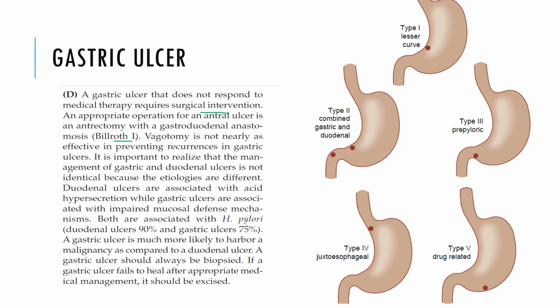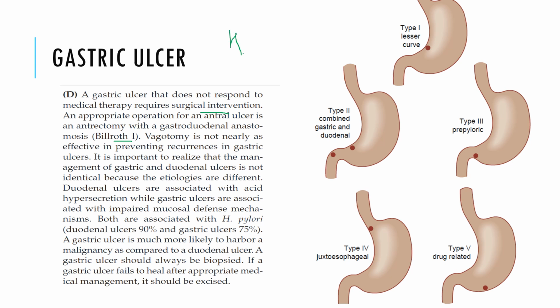It is important to realize that the management of gastric and duodenal ulcers is not identical because etiologies are different. Duodenal ulcers are associated with acid hypersecretion, while gastric ulcers are associated with impaired mucosal defense mechanism. Both are associated with H. pylori. Duodenal ulcer mostly associated with H. pylori. Gastric ulcer, 75% are associated with H. pylori. A gastric ulcer is much more likely to harbor a malignancy as compared to duodenal ulcer. Gastric ulcer should always be biopsied. If a gastric ulcer fails to heal after appropriate medical management, it should be excised. So the management and the etiology for gastric and duodenal ulcer is different.